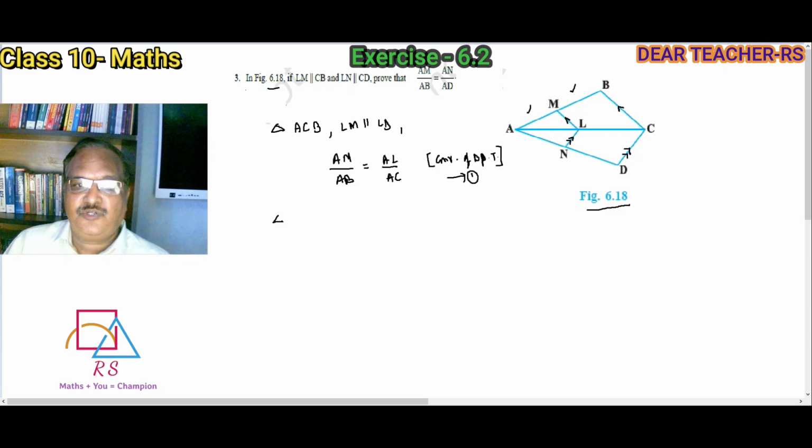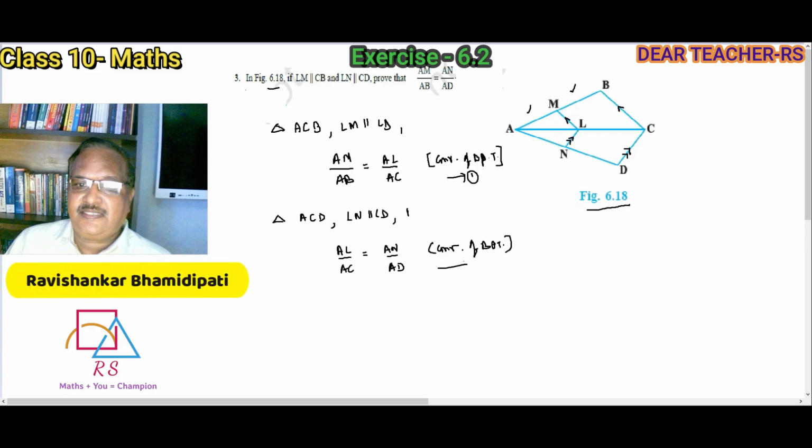You take the lower triangle also, triangle ACD, and LN is parallel to CD, given. So you can apply the converse of BPT here also. AL by AC is equal to AN by AD. So this is also the converse of the basic proportionality theorem.